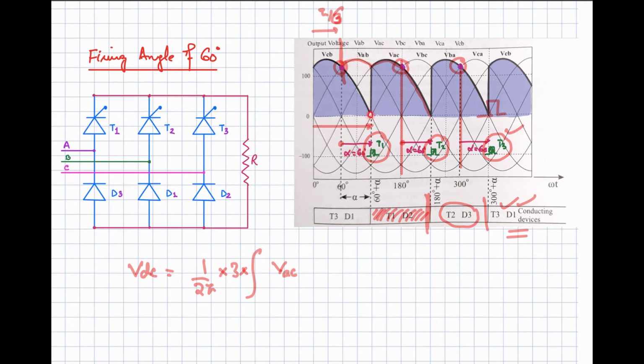So basically you are going to start from 2 pi by 3, and from 2 pi by 3 till this point. What is this one? This is equal to 4 pi by 3. So 4 pi by 3, integrating this VAC with respect to d omega t. So this will give you the average DC voltage at the output, right? So you will be taking the equation of VAC over here, and that we have seen in the previous slides.